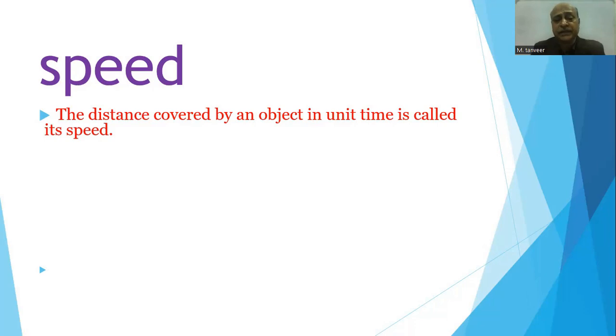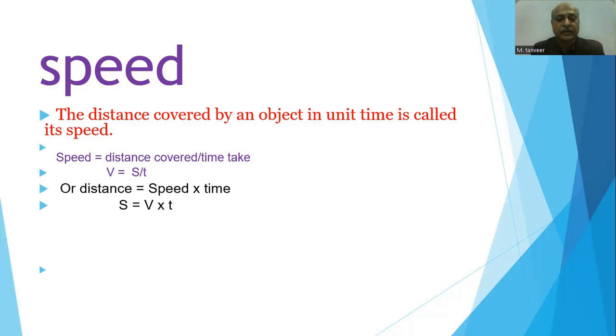So speed is the distance covered by an object in unit time. Speed equals distance covered divided by time. It is denoted by V, distance is denoted by S, and time is denoted by T. So V equals S over T. This is the mathematical form. Or distance equals speed times time. If distance is denoted by S, speed is denoted by V, and time is denoted by T, then S equals V times T.